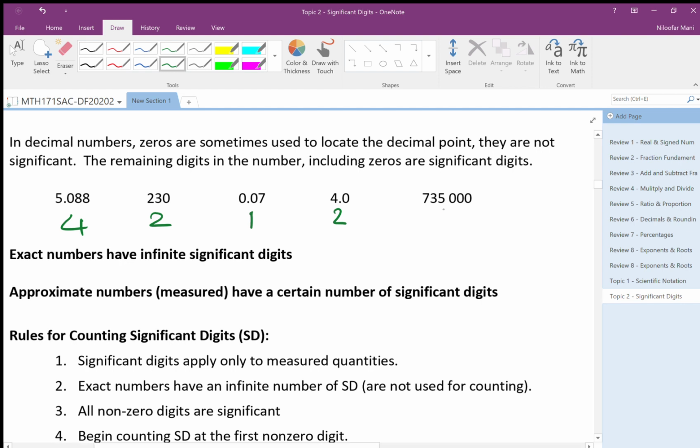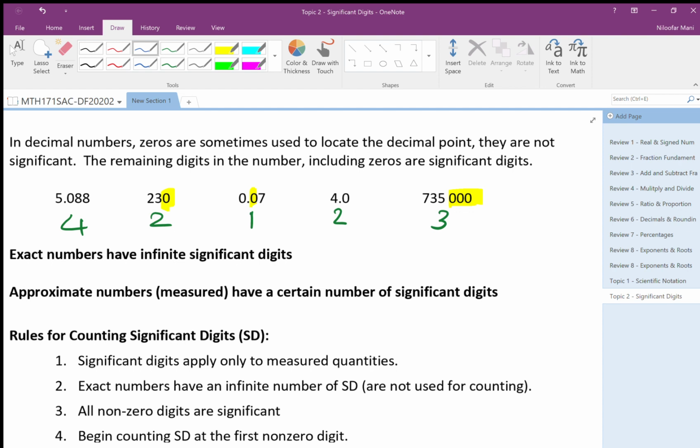How about this? 3. So you don't count these, you do not count this, you don't count this. The rest you count. Non-zero digits you count. Zeros between non-zero digits you count. Zeros after the decimal you count.